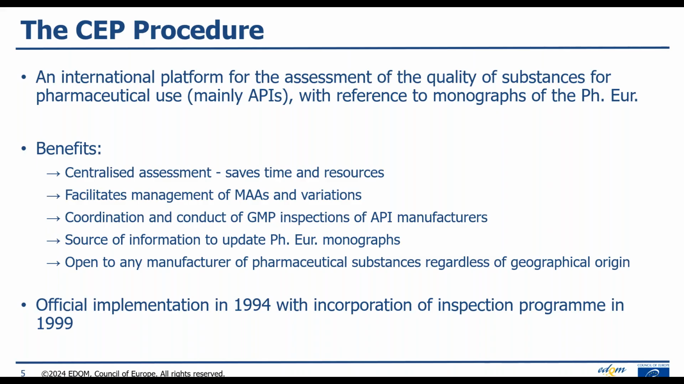There are a number of benefits to using the CEP procedure. Firstly, it's a centralized assessment, so this would obviously save time and resources. It also facilitates the management of marketing authorization applications and variations. We use it to coordinate and conduct GMP inspections, and it's also a good source of information for updating the European Pharmacopoeia monographs. And lastly, of course, it's open to any manufacturer of pharmaceutical substances, regardless of the geographical origin.